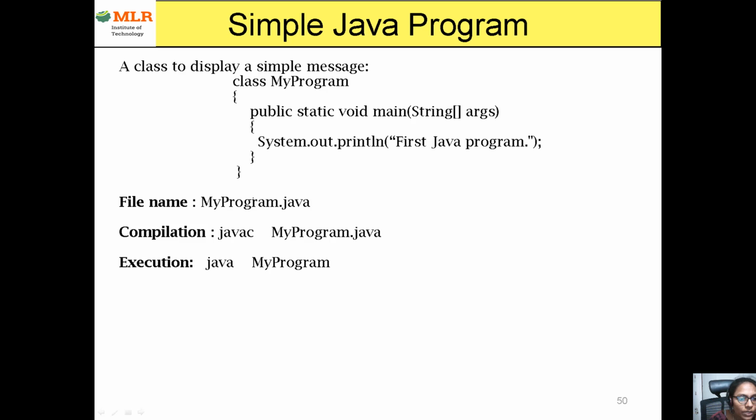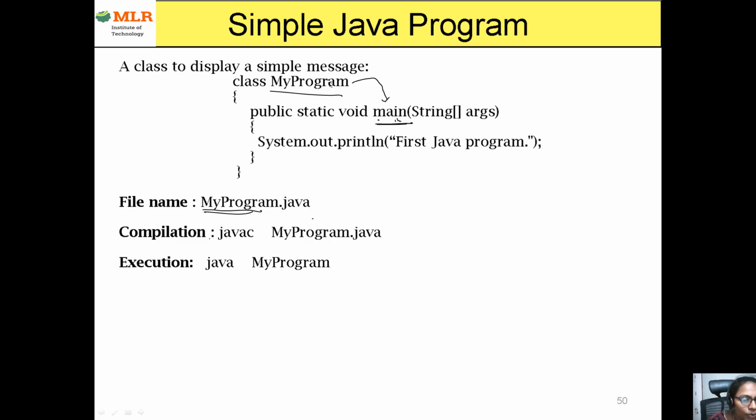And how to save this program? MyProgram.java. Why am I giving the file name as my class name? I told you how the OS will access this main function: using this class name only. If the OS knows this class name, then only it can access this main. That's why, to indirectly give the name to the OS, I am saving my file name as MyProgram.java.